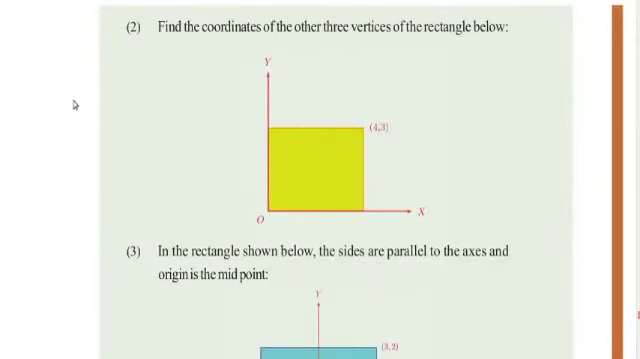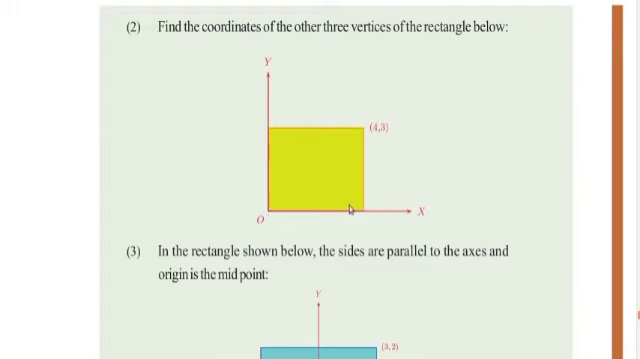Now this question, find the coordinates of the other 3 vertices of the rectangle below. See, the x-axis is here, the y-axis is here, and one of the coordinates is given, that is 4, 3. 4, 3 means this distance is 4 and this distance is 3.